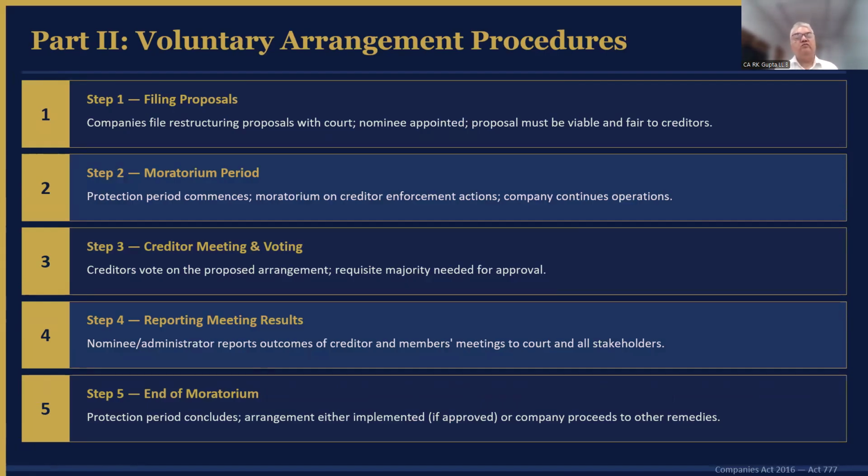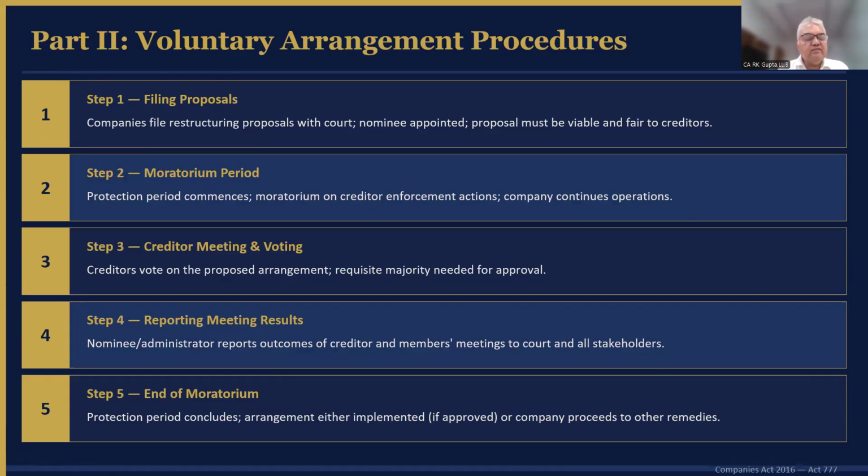Part 2, Voluntary Arrangement Procedures. Step 1, filing proposals. Companies file restructuring proposals with court, a nominee is appointed, and the proposal must be viable and fair to creditors. Step 2 is the moratorium period. Protection period commences, with a moratorium on creditor enforcement actions, and the company continues operations.